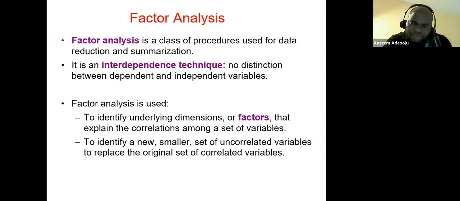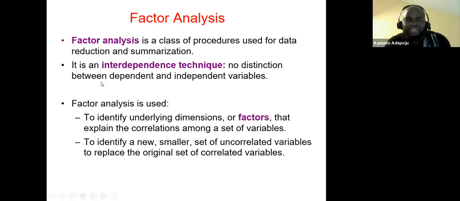But we know that when we do that, there's going to be a loss of information, but the majority of the information will still be preserved. Okay? So factor analysis, just like principal component analysis, is another dimensionality reduction technique. Okay? It's another dimensionality reduction technique.